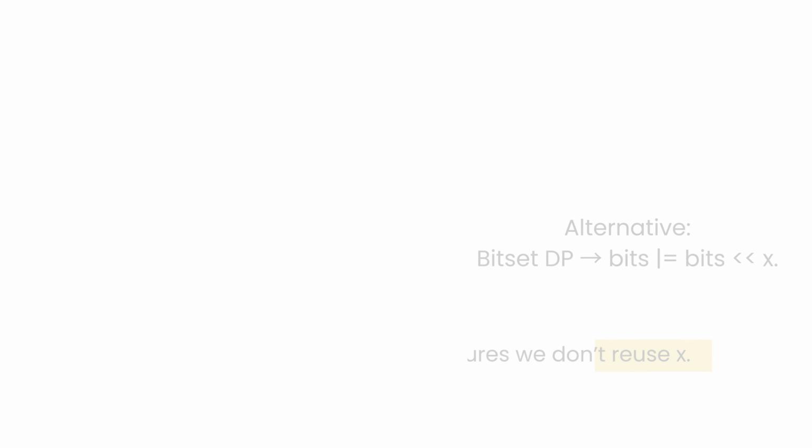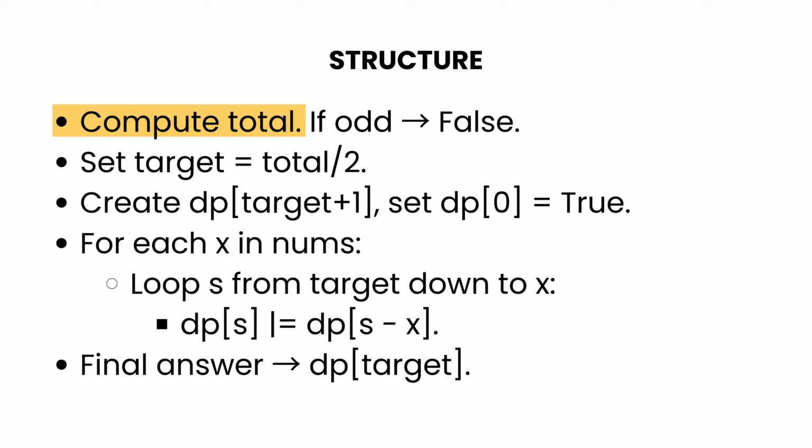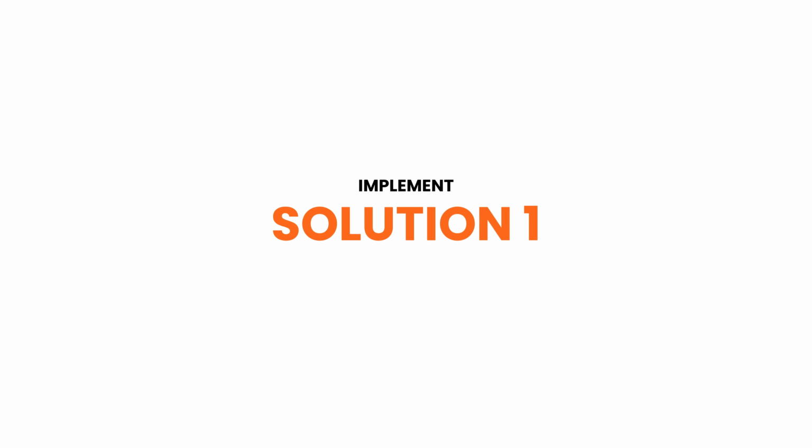left by x. Structure. Compute the total. If it's odd, return false. Set target to total divided by 2, and create dp of length target plus 1 with dp of 0 set to true. For each x in nums, iterate s from target down to x, and set dp of s to dp of s or dp of s minus x. Return dp of target. Let's try to implement it using solution 1.